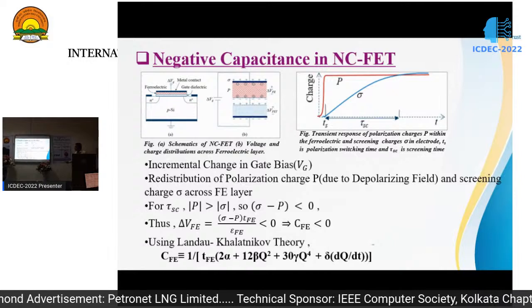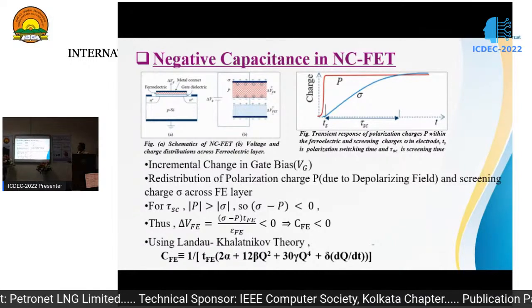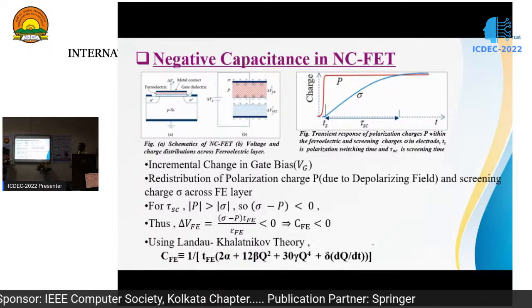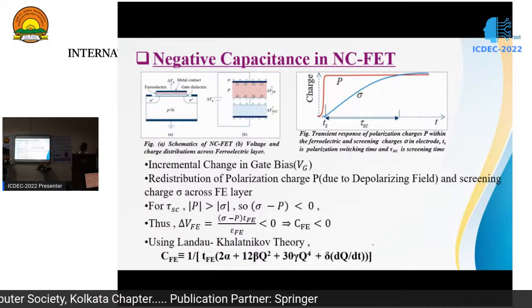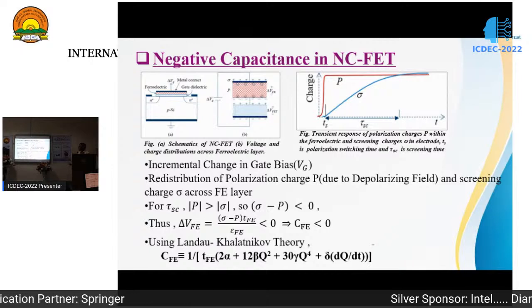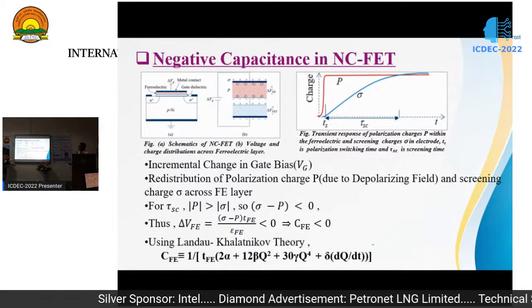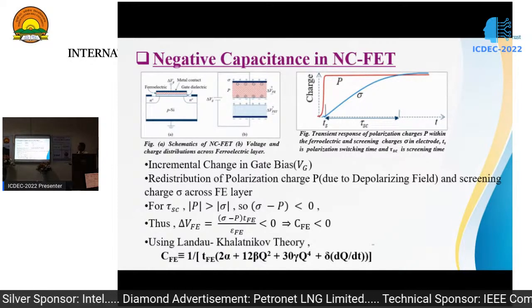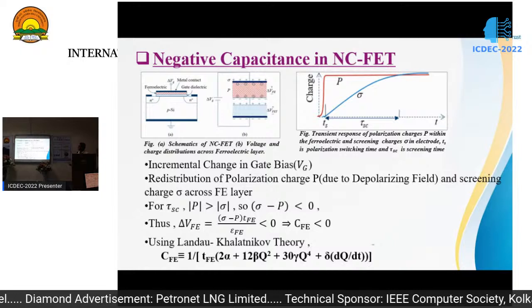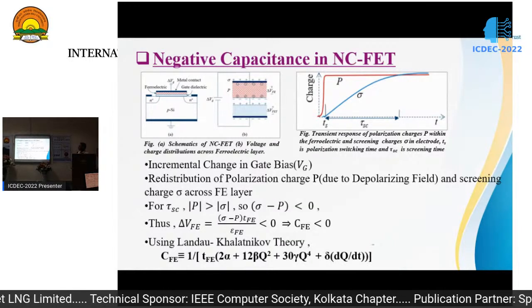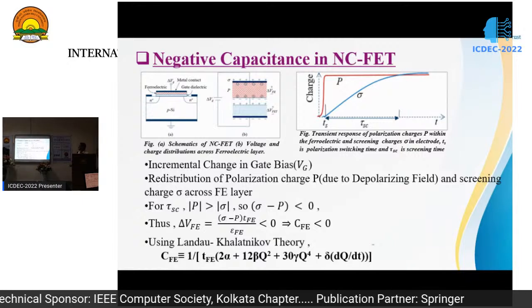Now, just consider this schematic of the NCFET. If we give an incremental change in gate bias, there will be redistribution of polarization charges due to the polarizing field, and screening charges across this ferroelectric layer. Now we have a transient response of polarization charge and screening charge across the ferroelectric layer. We need to keep in mind that the orientation of the polarization charges is always opposite to the screening charges on the external electrodes.